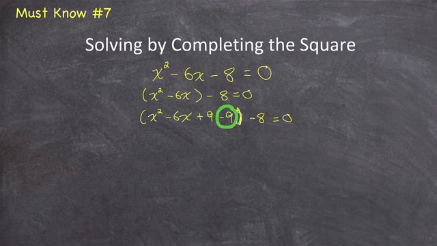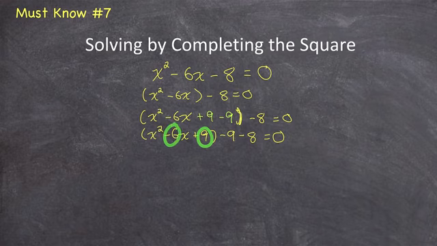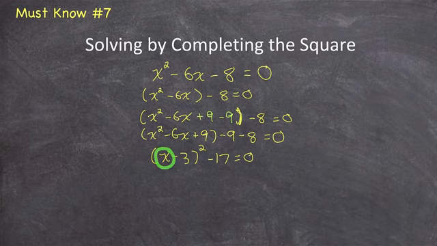I'll get the negative 9 out of the brackets by multiplying it by the 1 that's in front. And then this quadratic's a perfect square trinomial, so it factors easily. The numbers that multiply to 9 and add to negative 6 are negative 3 and negative 3, so it factors to x minus 3 squared. And now we just rearrange this to isolate x.